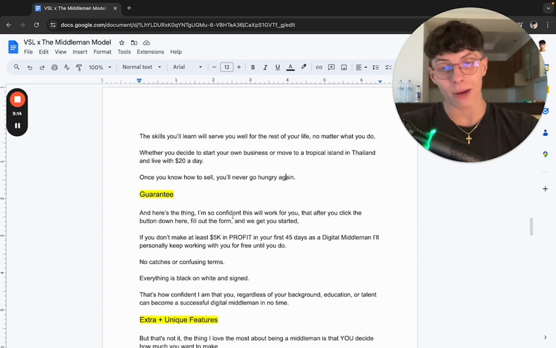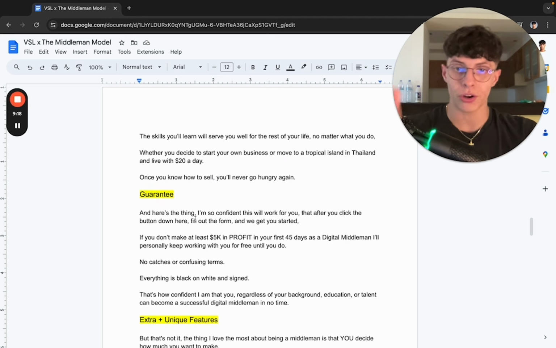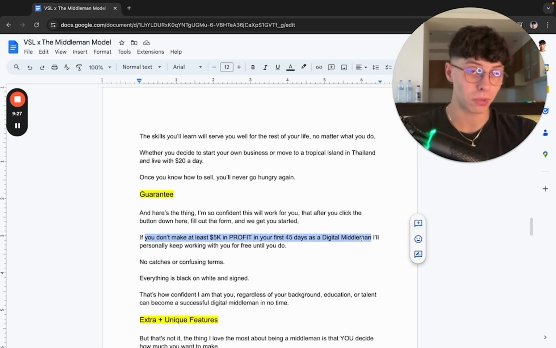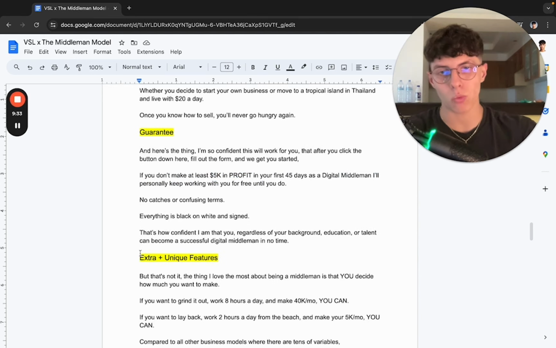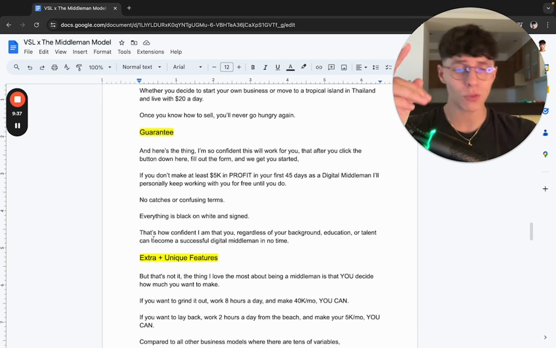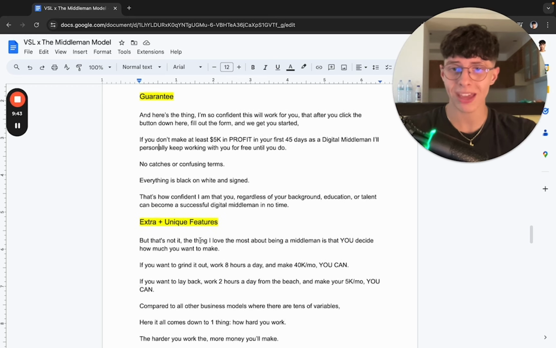And here's the thing, I'm so confident that this will work for you that after you click the button down here, fill out the form, and we get you started, if you don't make at least $5,000 in profit in your first 45 days as a digital middleman, I'll personally keep working with you for free until you do. No catches or confusing terms, everything is black and white and signed. That's how confident I am that you, regardless of your background, education, or talent, can become a successful digital middleman in no time. But that's not it.